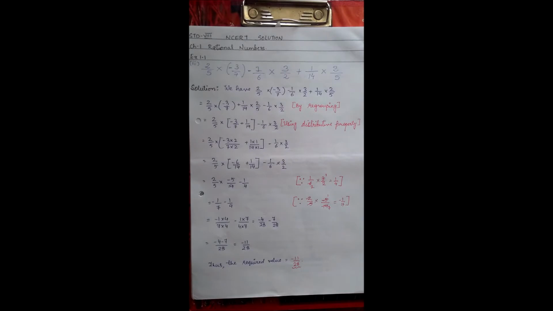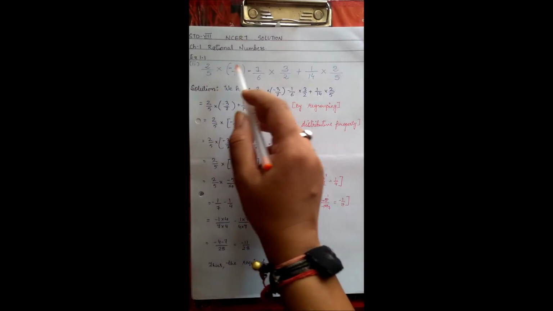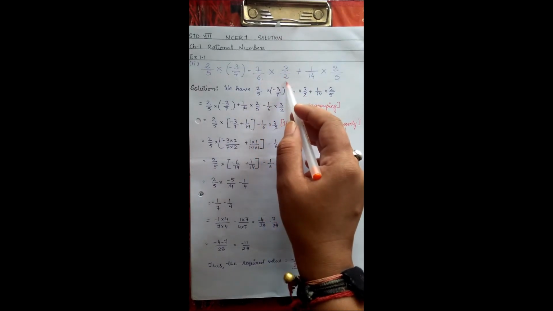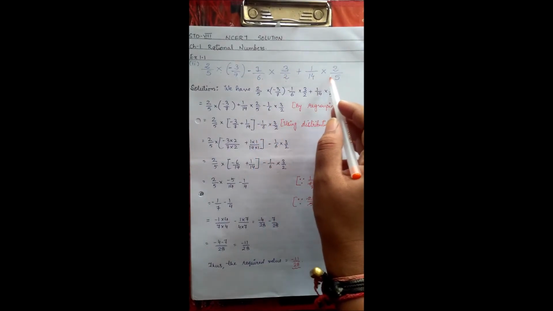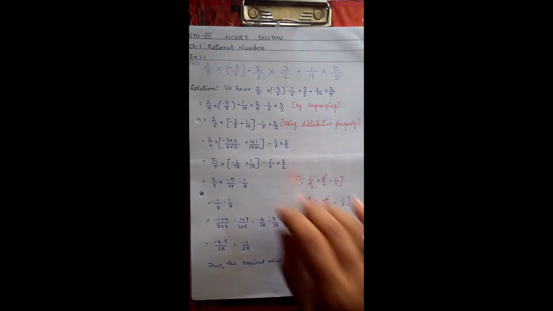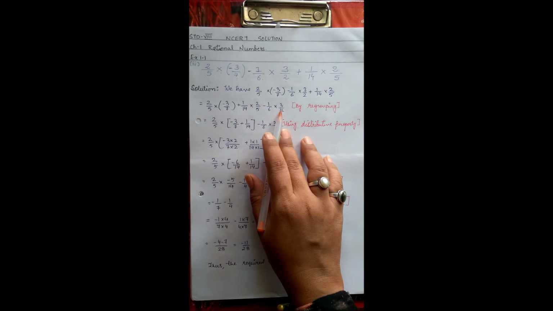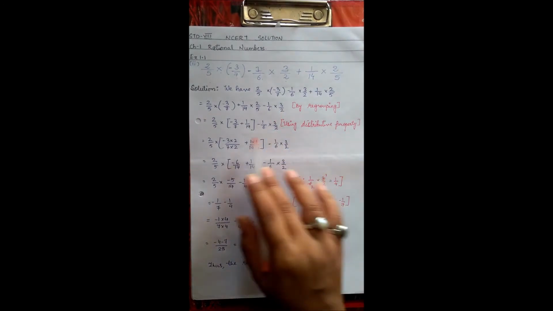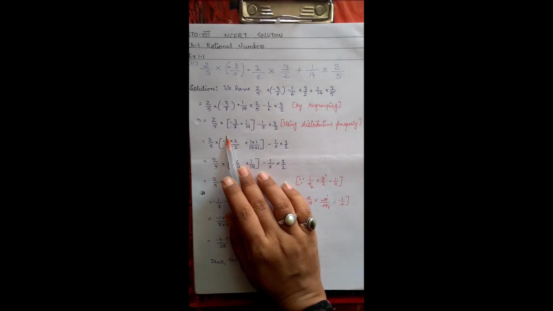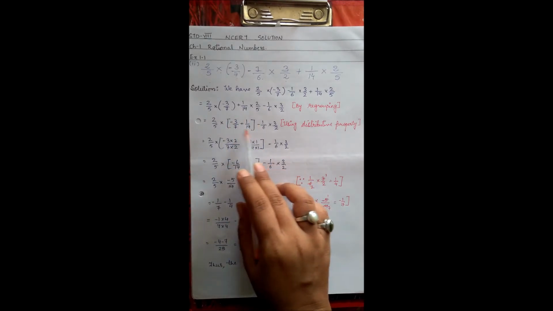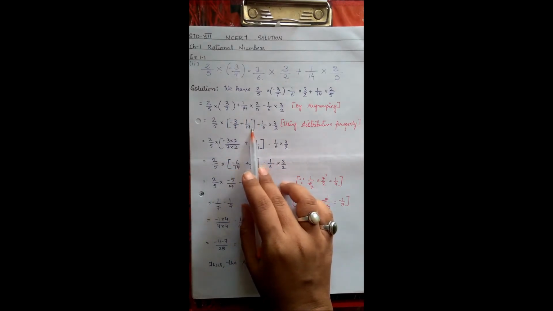Moving to the next question, second one. 2 upon 5 into minus 3 upon 7 minus 1 upon 6 into 3 upon 2 plus 1 upon 14 into 2 upon 5. So first we will regroup it. This is the way we will regroup it, and by using the distributive property we will solve it. Okay, so this we have to solve first. So we will make the denominator same first.